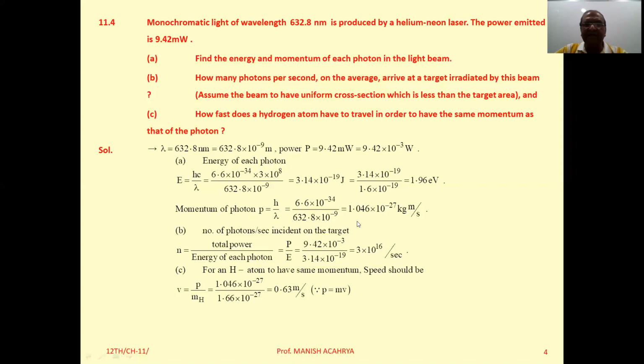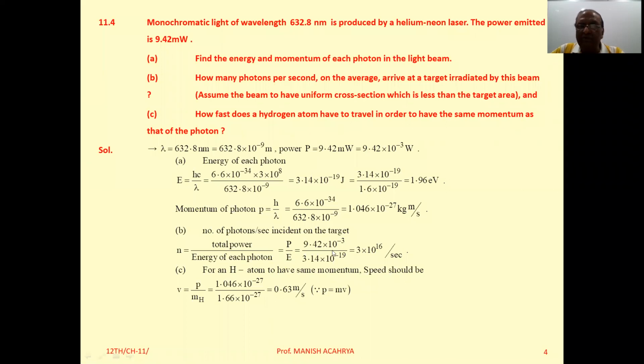So here power is given to you. Power is nothing but the amount of energy emitted per second. And suppose this energy is made by n photons. So we can write that per photon the energy is E, so the energy of n photons is nE. And when this nE amount of energy is emitted per second, it is itself the power. So we can write nE is power P. So n equals power upon energy of each photon.